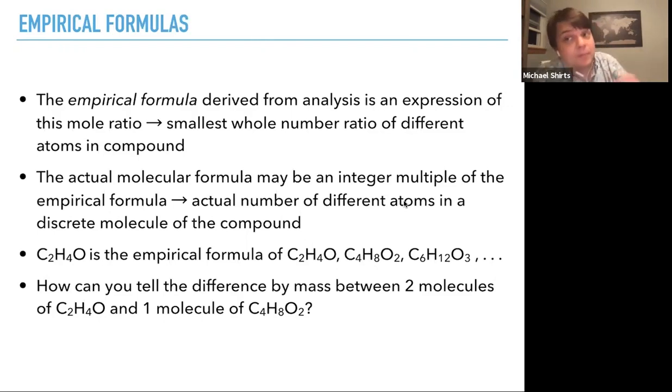They'll have different properties, and we'll get into that at various places in the semester. But just by mass, you cannot tell the difference between the two. So by mass, if you have the percent composition of a compound by element, you know how much of each element is in it. You even know the ratios of elements in it. All you really know is the empirical formula, not the molecular formula.